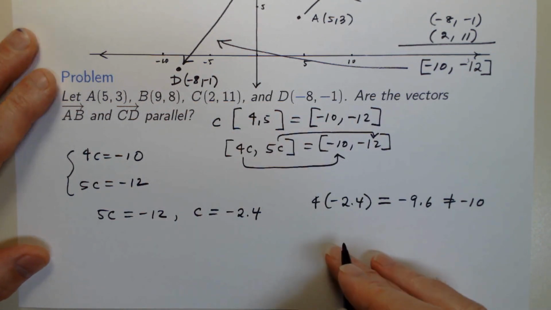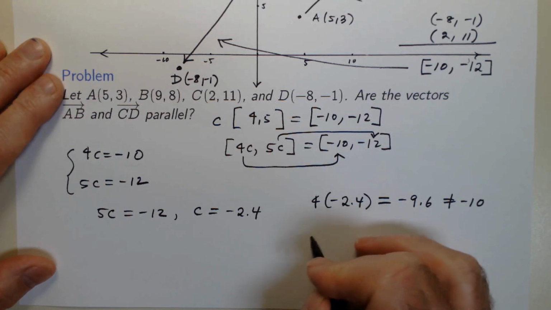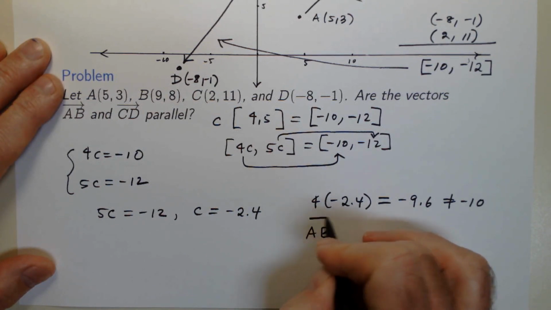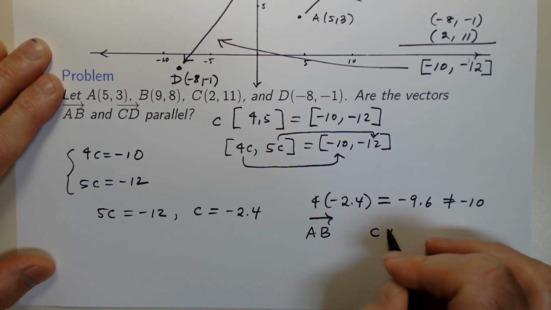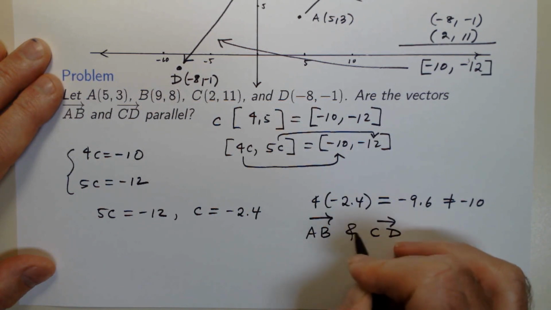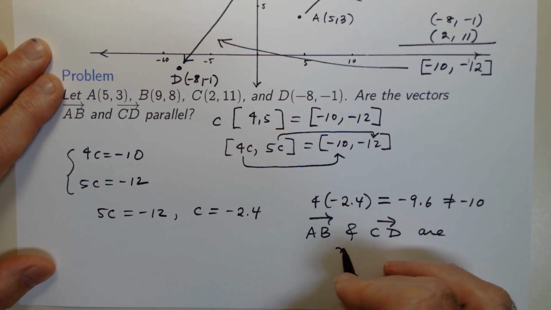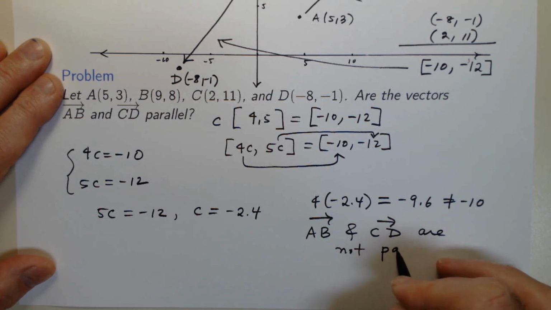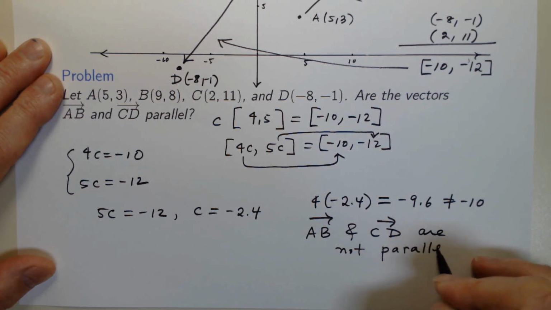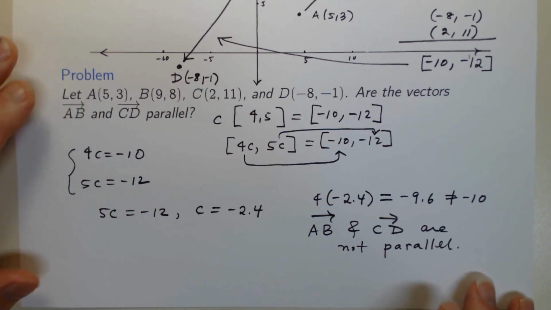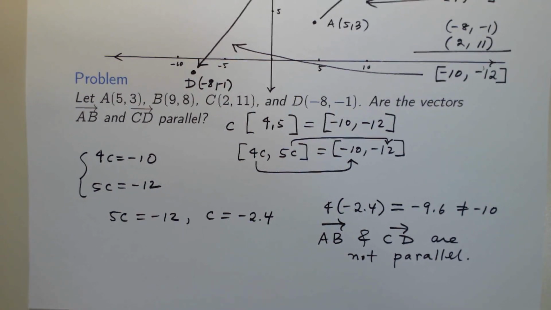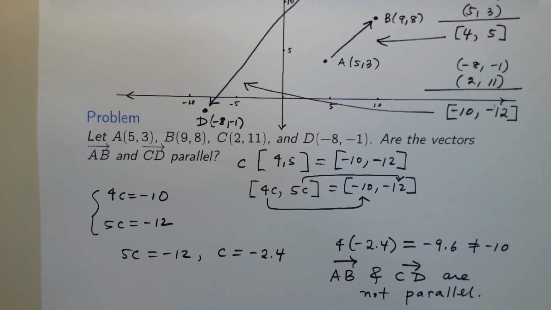And so this tells me that the vector AB and the vector CD are not parallel. And that's all we have to show, that there's no way to scale one into the other. So that is our solution to this problem. So join me back at the class notes. We'll look at some more stuff.